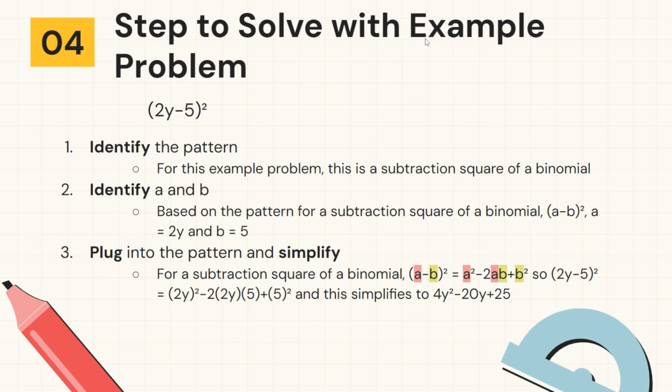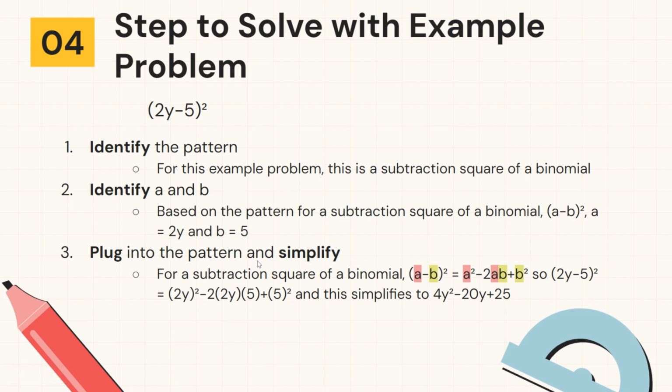Steps to solve, with an example problem: (2y - 5) squared. Identify the pattern. For this problem, this is a subtraction square of a binomial. Identify a and b. Based on the pattern for a subtraction square of a binomial, (a - b) squared, a equals 2y and b equals 5.